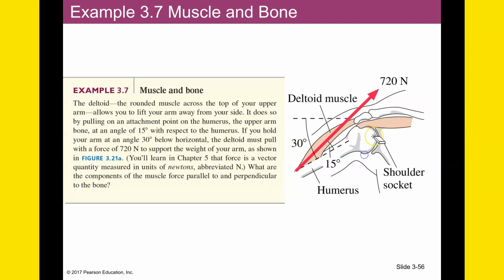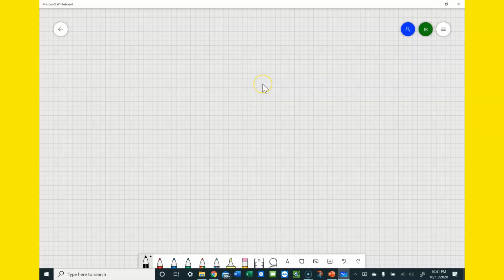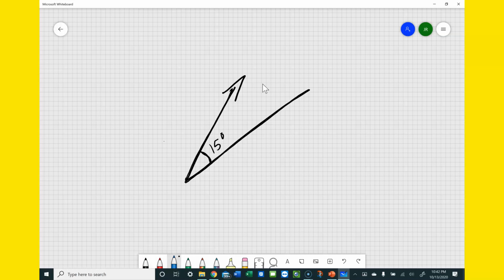Okay. Awesome. I'm going to draw this in a different program so I can have more room. All right, here is the humerus. And let's say right here is the deltoid muscle that's pulling in this direction. That said that it is 15 degrees. Let me make some coordinate axes here. So this is my x-axis. This is my y-axis.